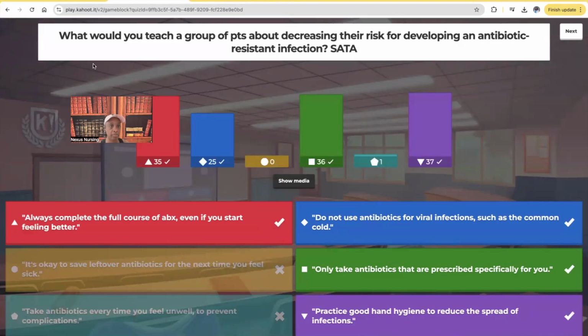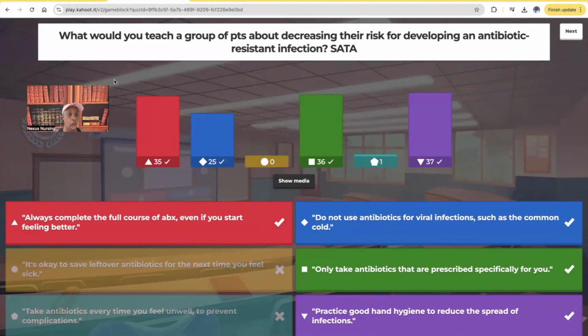Okay, let's talk about it. The first option, always complete the full course of antibiotics, even if you start feeling better. Absolutely. Because if you stop taking those antibiotics once you start feeling better, guess what? Those bacteria are very smart. They will start to reproduce and they will be resistant. So we need to eliminate all of them. Do not use antibiotics for viral infections such as a common cold. True, because a common cold is a viral infection. We do not give antibiotics for viral infections. Very good.